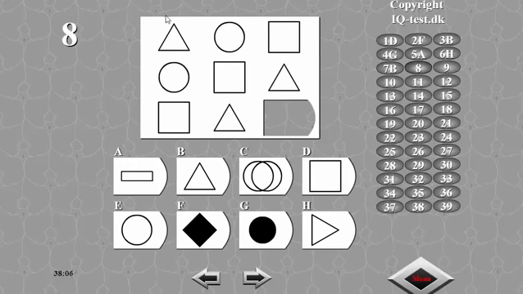Here we have the 3 figures, and each figure is represented once in each row and in each column. So we need a circle here to represent it once in the column and in the row.